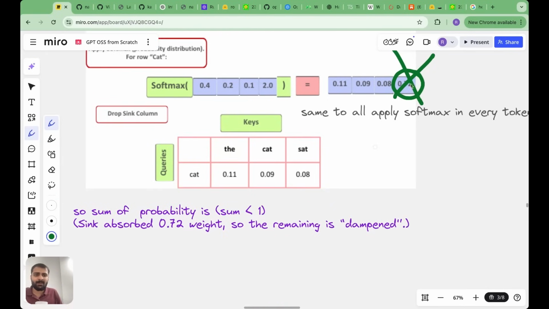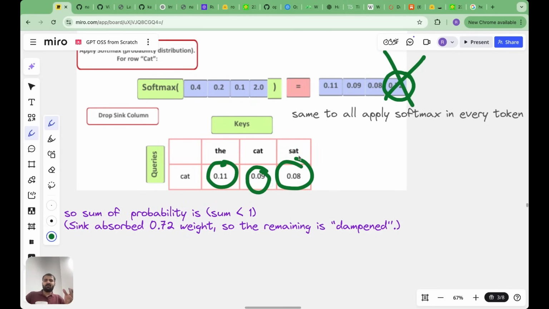So now you see what has happened, this 0.72, which might be unnecessary information, is being absorbed by the sink. And so although these remaining values are a bit small, that's fine. We have not captured unnecessary attention noise. And then we operate as normal with these three tokens. So you see, we add something, we let it take all the heat, and then we remove it. So it's like adding someone to your team who deals with all the difficult things, all the negative things, and then you get rid of that. That's what attention sinks are for.